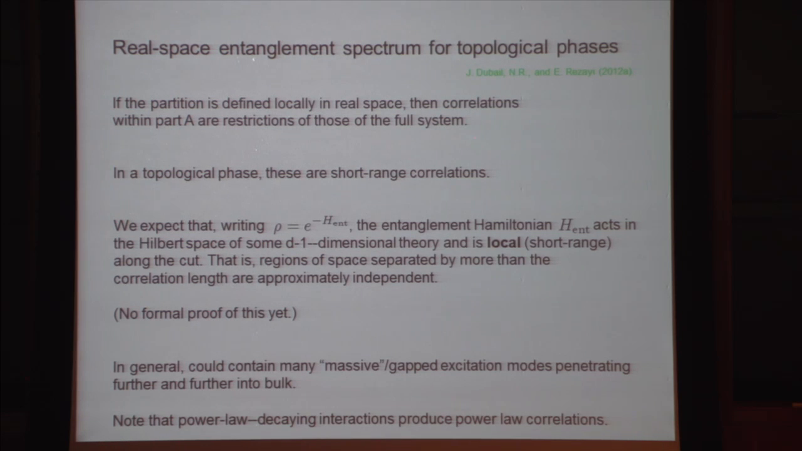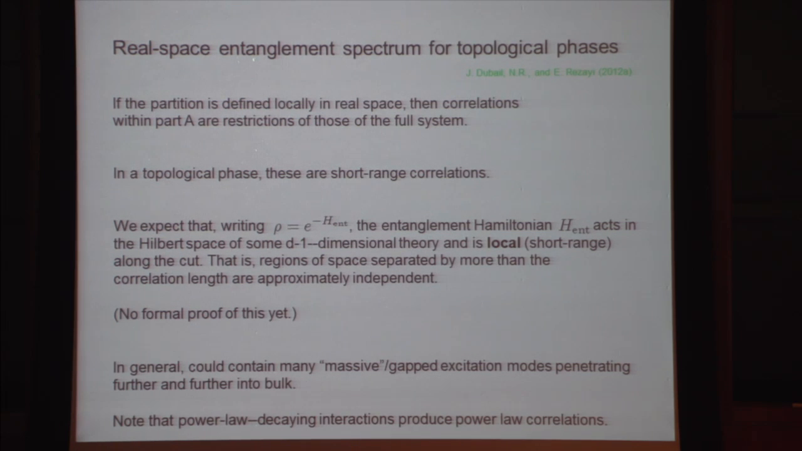So now we'll come to our trial state. So here are some generalities. If the partition is defined locally in real space, correlations in part A are just those of the full system, as I mentioned before. So these are short-range correlations. And so now let's look at this reduced density matrix. We can call this H the entanglement Hamiltonian.